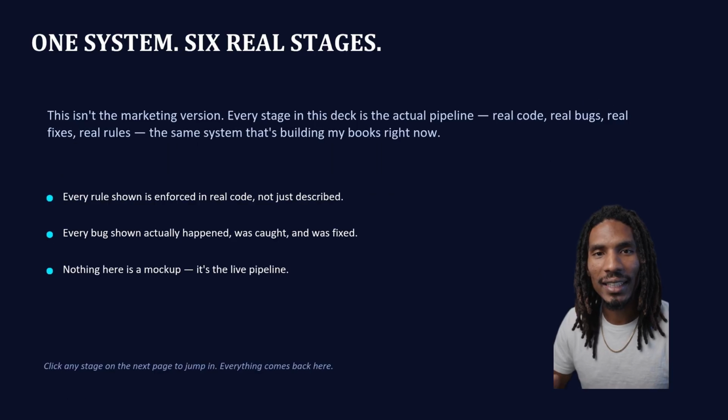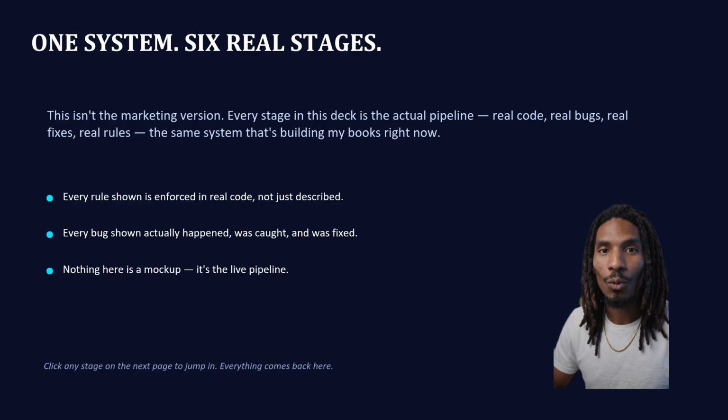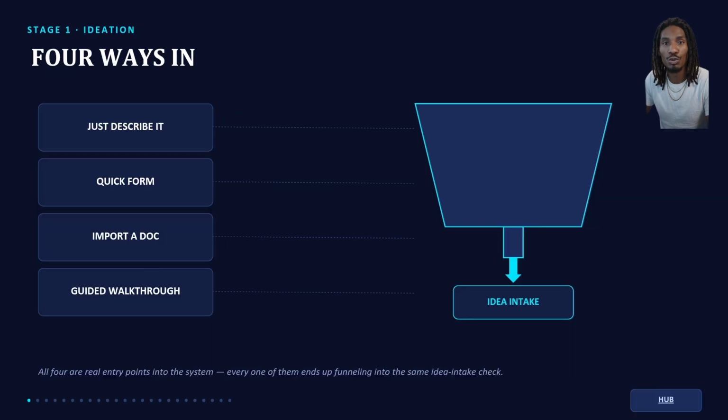6 real stages: ideation, vault check, the Bible, 3 writers draft, editors and judges, and the human gate. Idea in, human sign off out. Let's go stage by stage. So it starts with an idea. There are 4 real ways one gets into my system. I can just describe it, fill out a quick form, import a doc, or go through a guided walkthrough, and however it comes in, it all ends up in the same place.